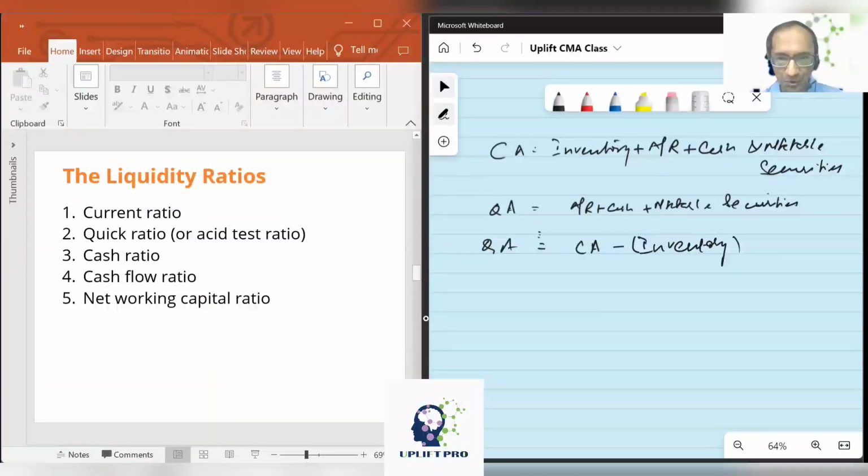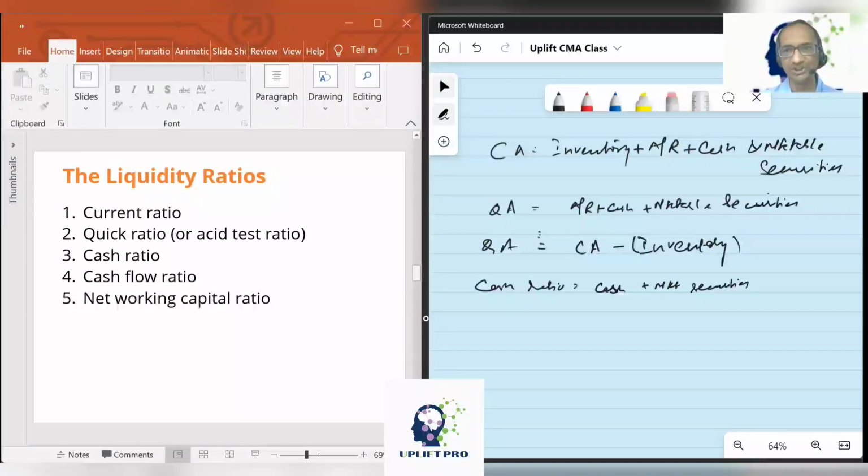What is cash ratio? Cash ratio is nothing but your cash in hand. Cash includes your bank balance. Please always remember, when we say cash, cash includes your hard cash and your bank balance, plus marketable securities, which can be easily converted into cash readily. Cash and marketable securities. So cash, bank balance, and marketable securities.